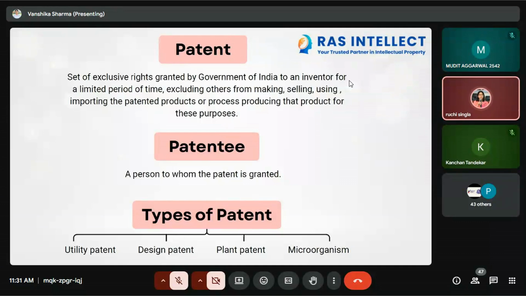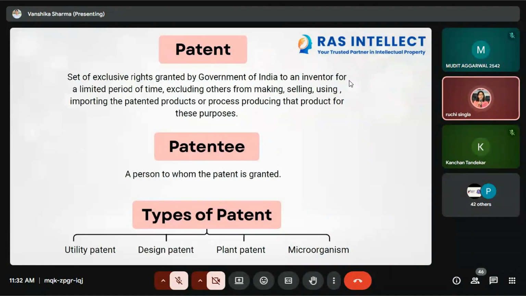As an inventor of any idea, for example, I am citing an example of a pen, I get the set of exclusive rights which are granted by Government of India for a limited period of time. The limited period of time is 20 years, excluding others from making, selling, using, importing. So in India, anybody who wants to launch that product into the market will have to take a prior permission from me, will have to make an agreement with me to launch that product into the market.